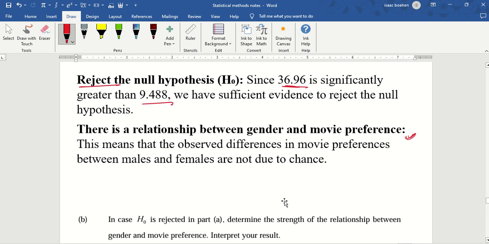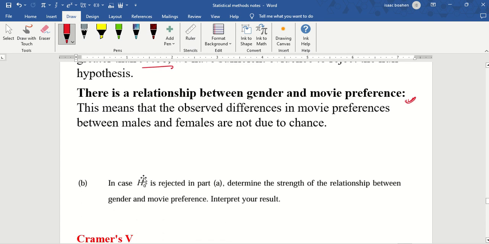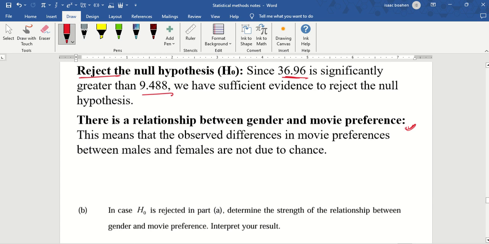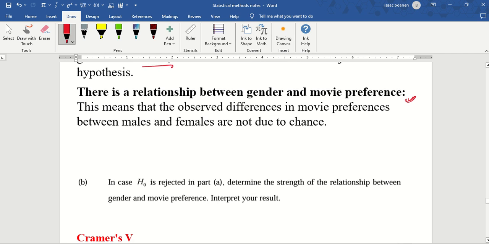Now let's go to the B part of the question. The B part is saying that in case H0 is rejected, and H0 has been rejected, because we can see that we have rejected the null hypothesis. So now that we have rejected the null hypothesis, the question is asking us, what does it mean to reject the null hypothesis? It means that there is a relationship between gender and movie preference.